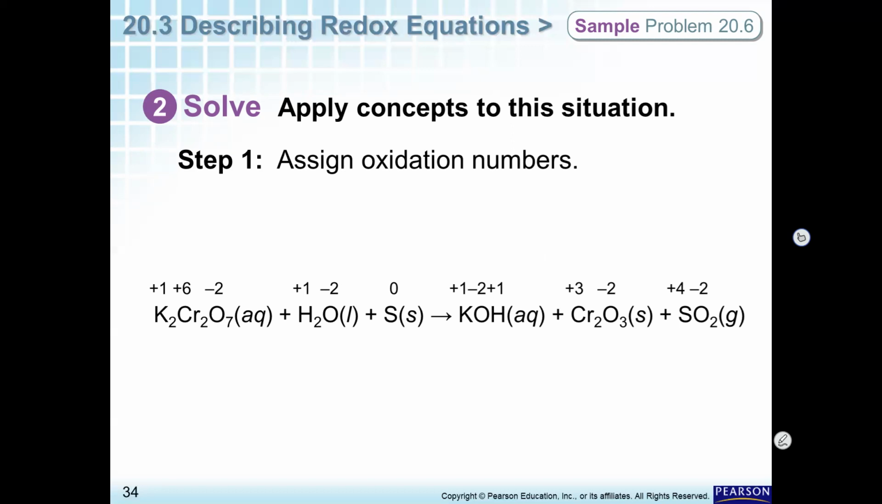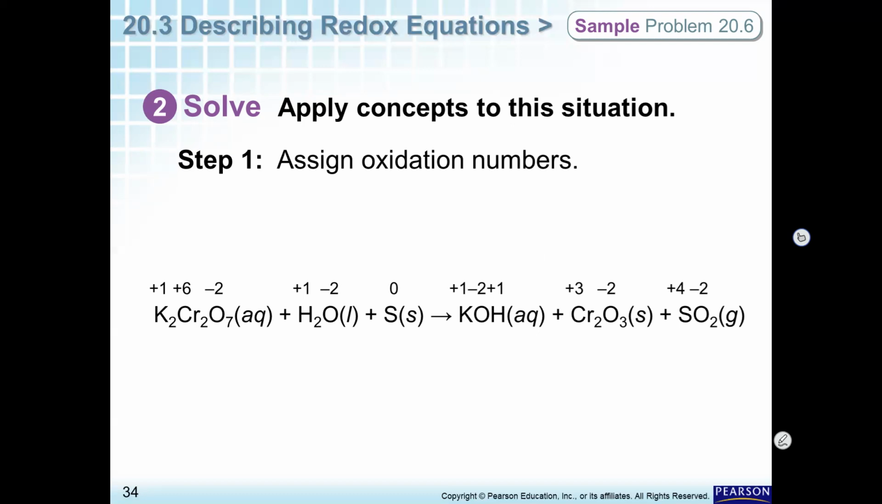So that's a decrease, that is a reduction. There is a reduction of the chromium from +6 to +3. How did we know it's a reduction, Saud? Because there's a decrease. Okay, oxygen is -2 everywhere, no change. Hydrogen is +1 everywhere. The sulfur was 0 and became +4 here. That's an increase, so that is an oxidation.